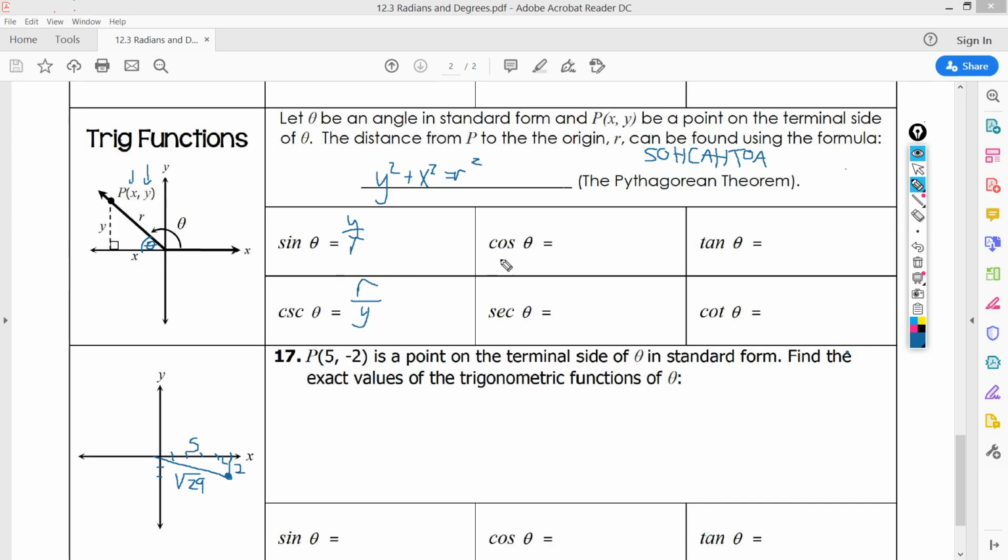Just flip it. Cosine is adjacent over hypotenuse. So my adjacent is x and my hypotenuse is r. So it's x over r. And again, secant is the reciprocal of cosine. So this is just r over x. Tangent is opposite over adjacent. So my opposite is y, adjacent is x. So this is y over x. And cotangent is the reciprocal of tangent. So it's x over y. That's all you have to do.